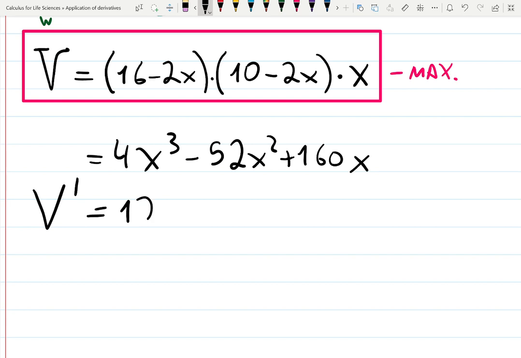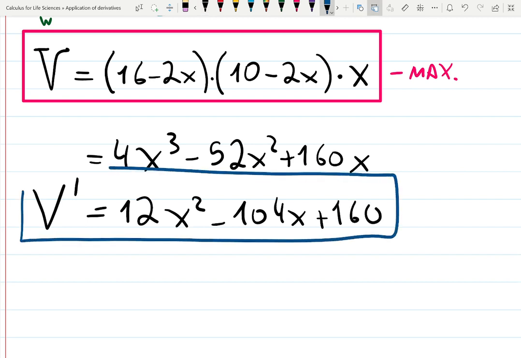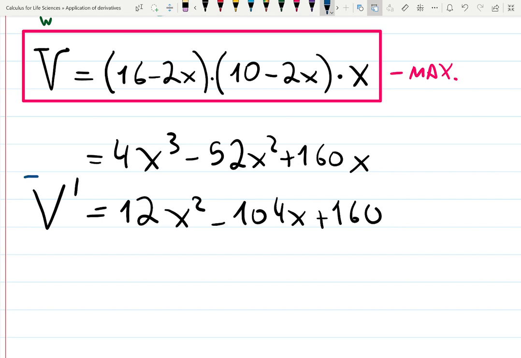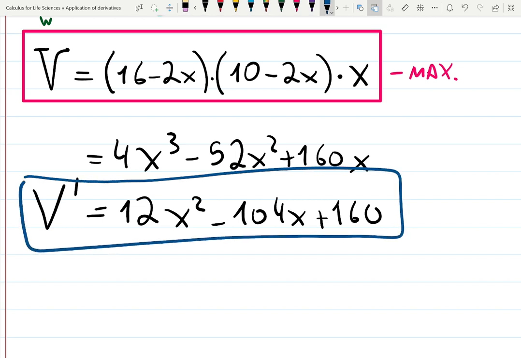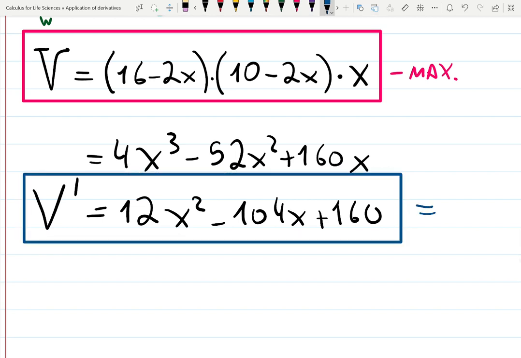4 times 3, 12x squared minus 104x plus 160. Put it in the box. This is your derivative of the volume function that depends only on the cut. How interesting is that? Set it equal to 0.